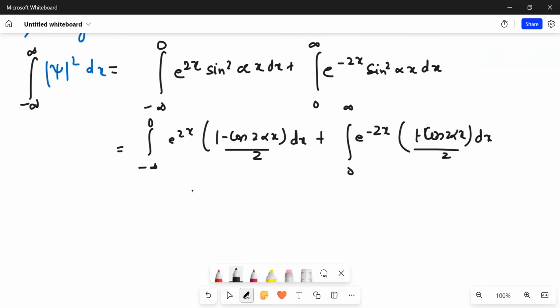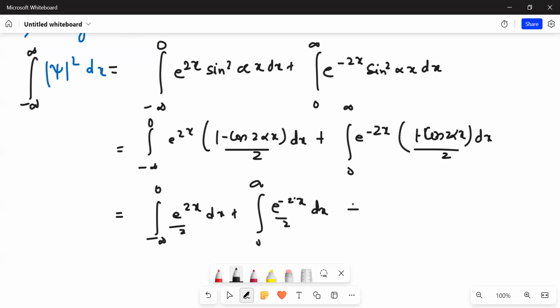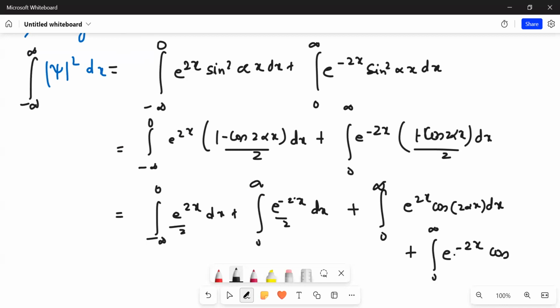And let us take all these things here. So this will be the integral from minus infinity to 0 of e to power 2x divided by 2 dx plus the integral from 0 to infinity of e to power minus 2x divided by 2 dx. And then think about this, the negative is there. So I'll absorb this negative, and I'll repeat this limit 0 to infinity e to power 2x cos 2 alpha x dx. And then another term is from 0 to infinity e to power of minus 2x, with a negative, cos 2 alpha x dx.